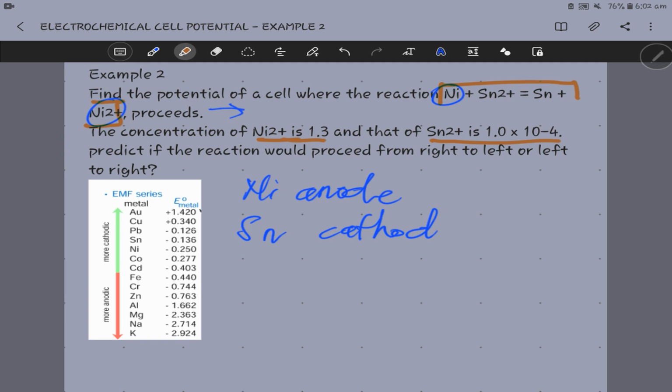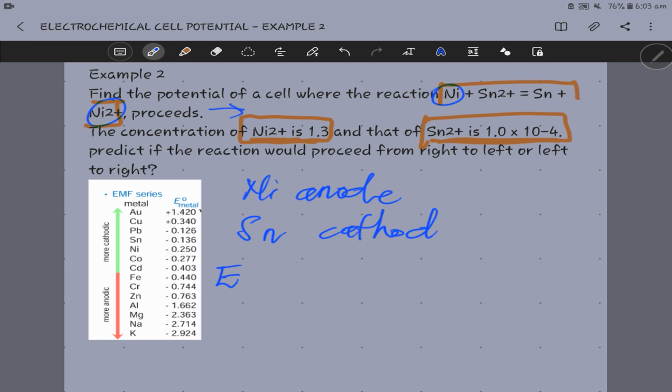They want us to predict whether the reaction will proceed from right to left or left to right. Basically, we're trying to find the cell potential. And we know clearly that this is not standard condition because one of the conditions is not met: the concentration of the species is not equal to 1. So clearly this is non-standard condition, so we have to use the next equation.